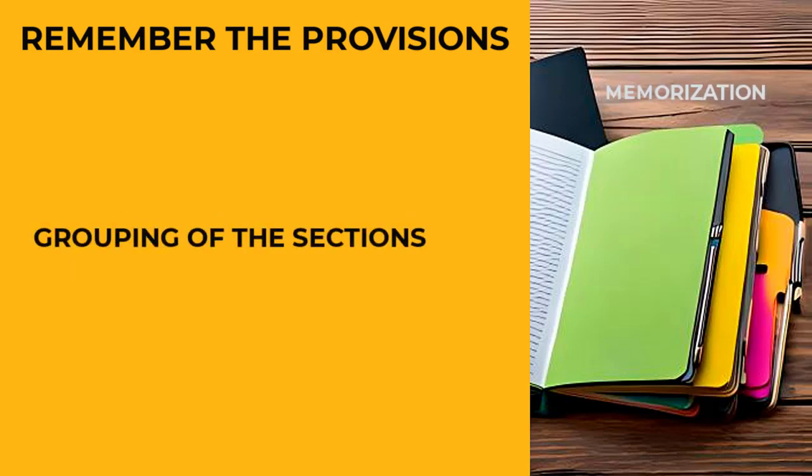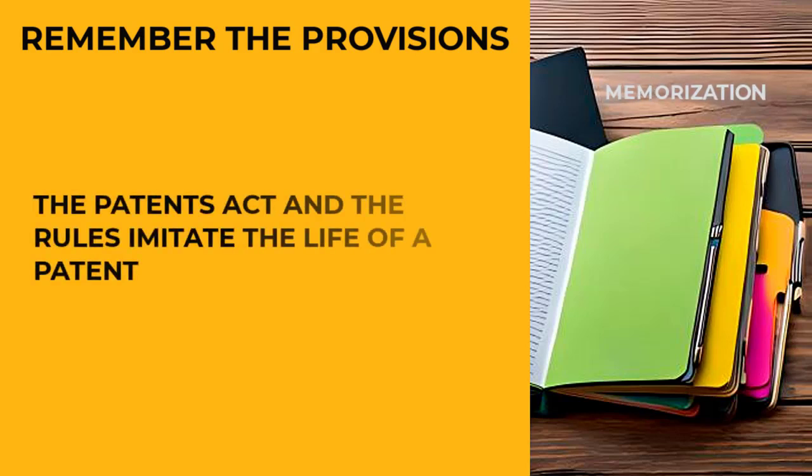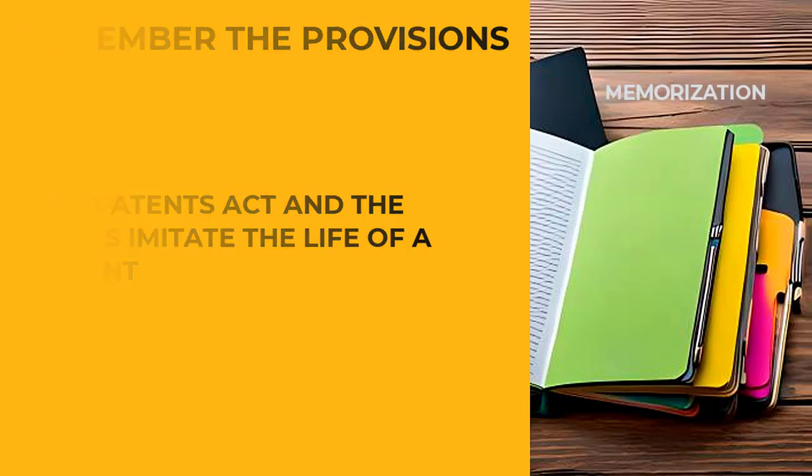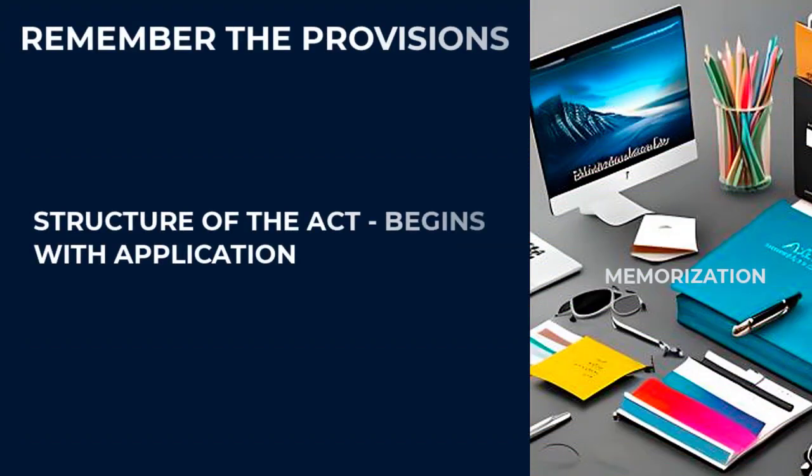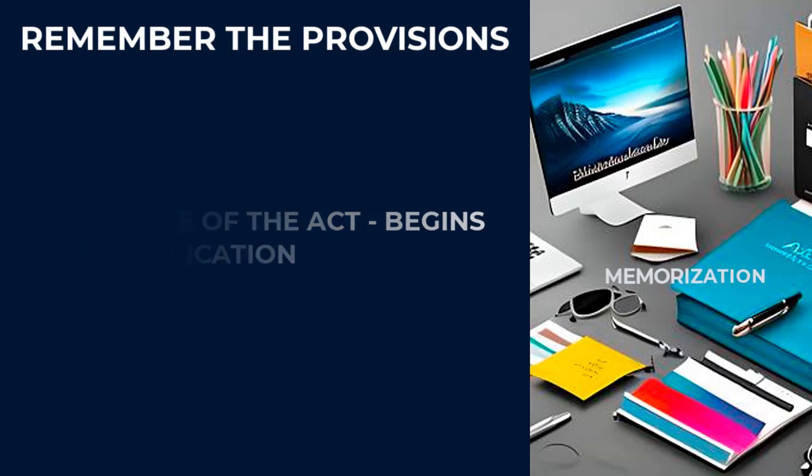Now, one advantage, and this is something which we have mentioned many times, of the Patents Act is that the Act and the rules imitate the life of a patent. So the Act is structured as though the patent begins its life, gets into prosecution, takes a form, gets granted, and is alive for 20 years by payment of fees. And there are various ways in which the life of a patent can come to an end. So if you see the structure of the Act, it begins with application, getting into prosecution, grant.